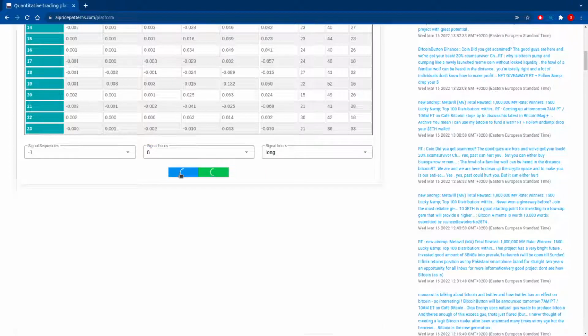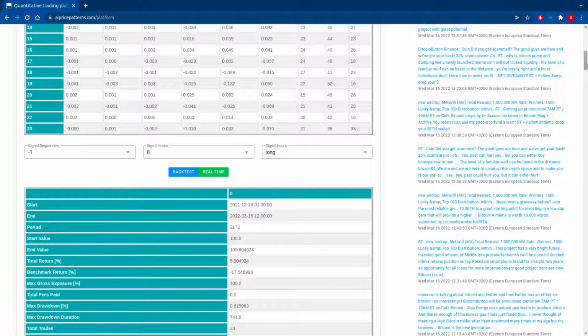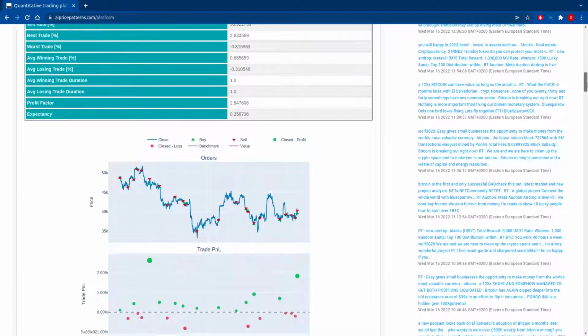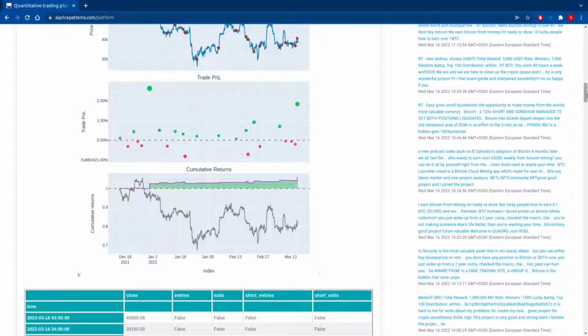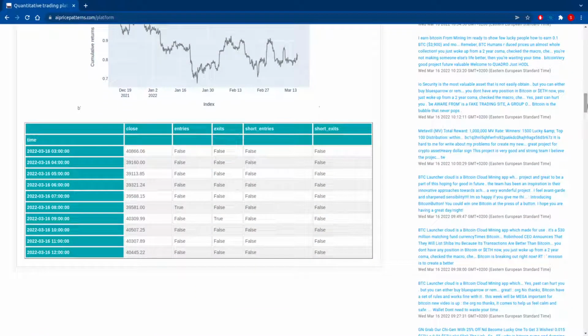Let's do the backtest. It takes some time. Okay, so it was very easy. And you see we have some positive cumulative returns. It means the strategy is working. So it could be your entry points to improve your trading, to improve your probability. Okay.